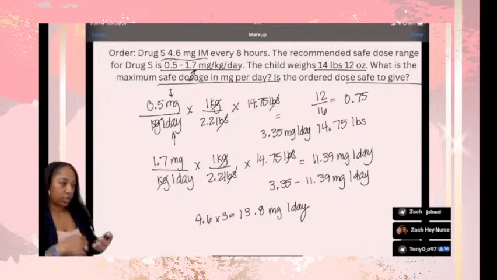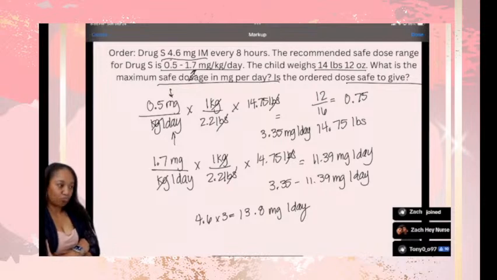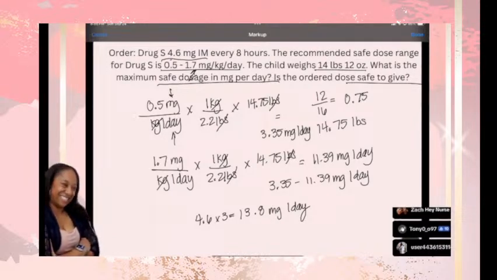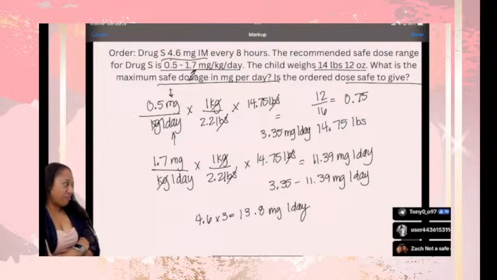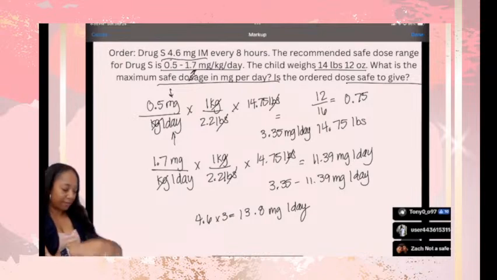Is this dose safe? Oh, that was quick. No, not safe at all. I don't know who this doctor is. They just writing all kind of crazy stuff tonight, ain't it? Ain't nothing that they've written has been safe. So, right, it's not safe because it's not within the range.